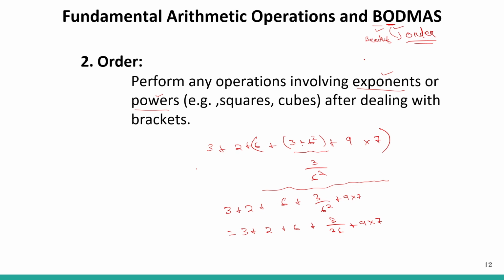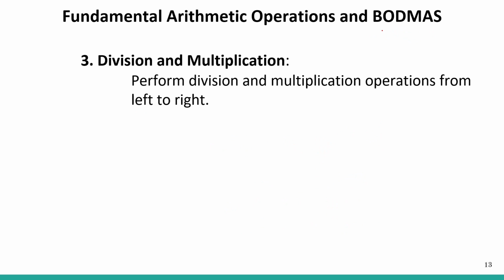Okay, so we'll move to the next part in the BODMAS name. The next alphabet is D. So D stands for division. So we are done with this one, done with this one. So this is division. So perform division and multiplication operations from left to right. From left to right meaning first we do division, then we do multiplication. First division, then multiplication.